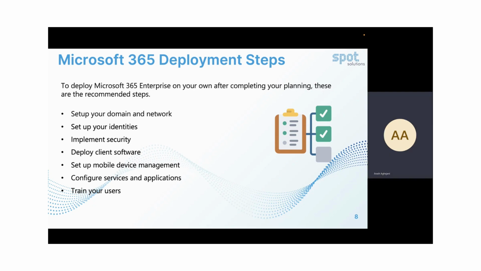For setting up your identities, in this step you need to connect your on-premises Active Directory domain, if you want to, with Microsoft Azure Active Directory and your Microsoft 365 subscription. It can be cloud-only or hybrid, as you choose. This step covers the identities and the Active Directory connections. For implementing security, in this step we will configure and roll out basic and enhanced security, threat, and information protection for your tenant.